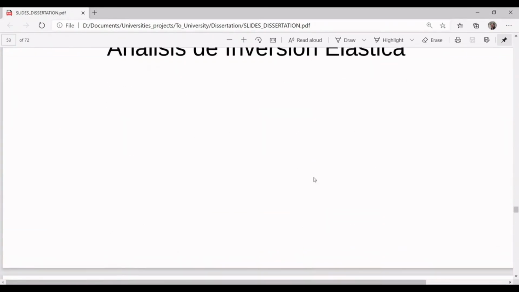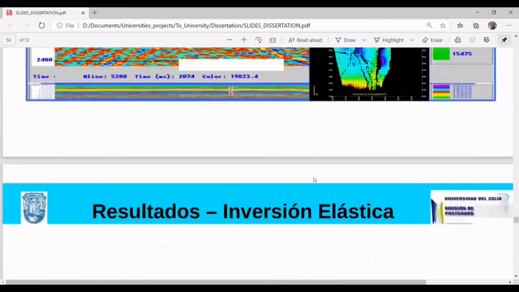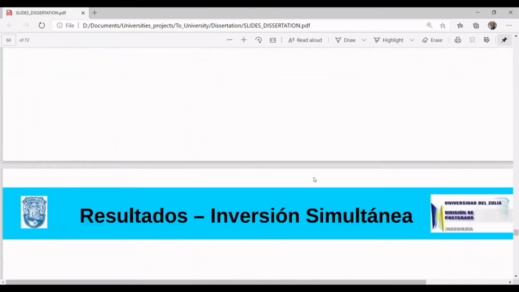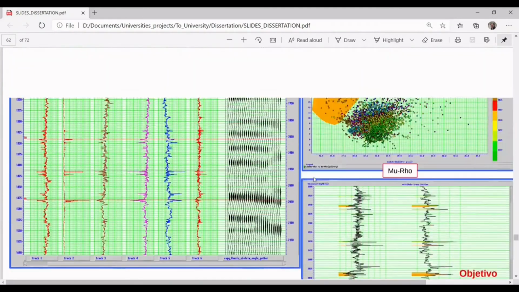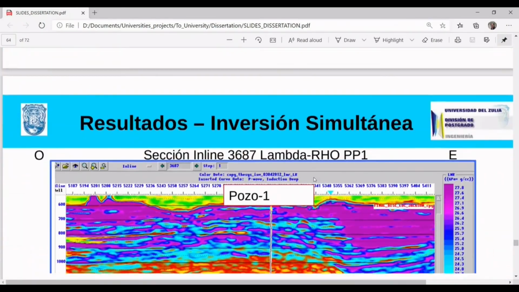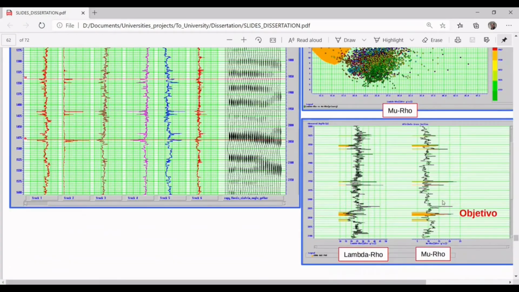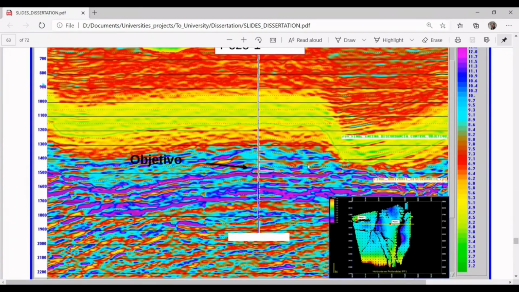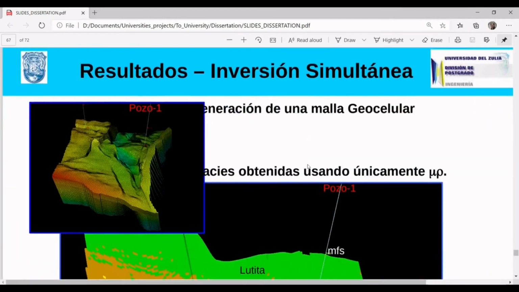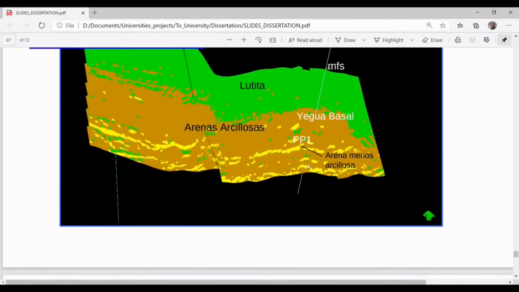And finally, I made some work in seismic inversion, elastic inversion, which I show here, and pre-stack simultaneous inversion. And I got some interesting results that allow me to identify areas of gas and their extension. And finally, I constructed a geocellular 3D geological model.